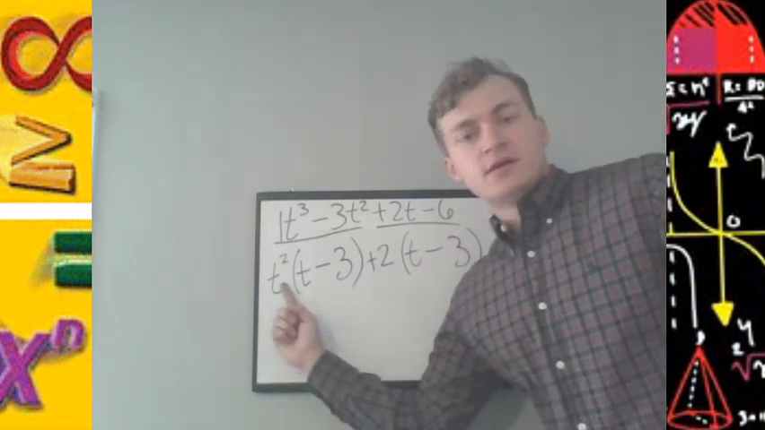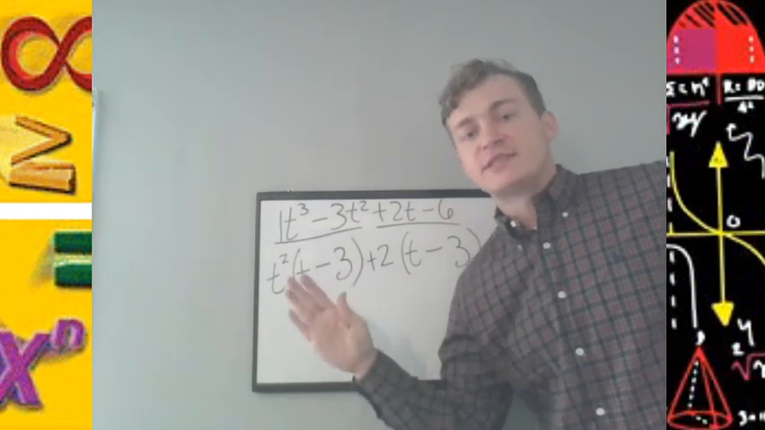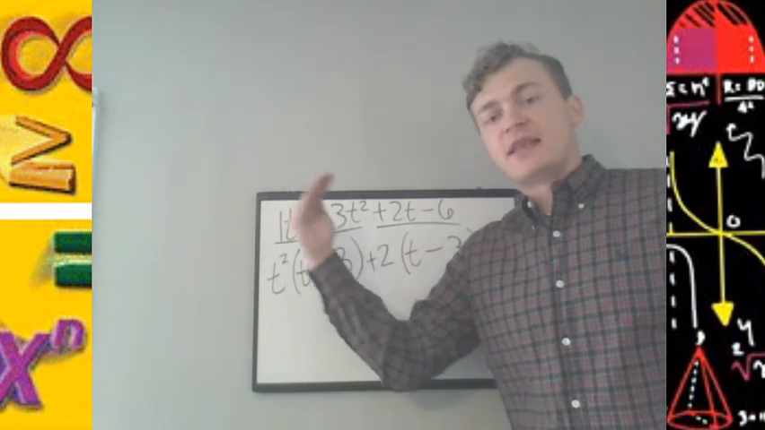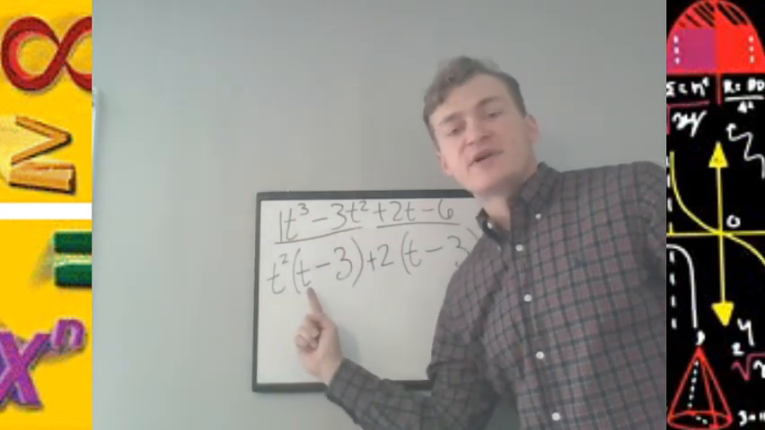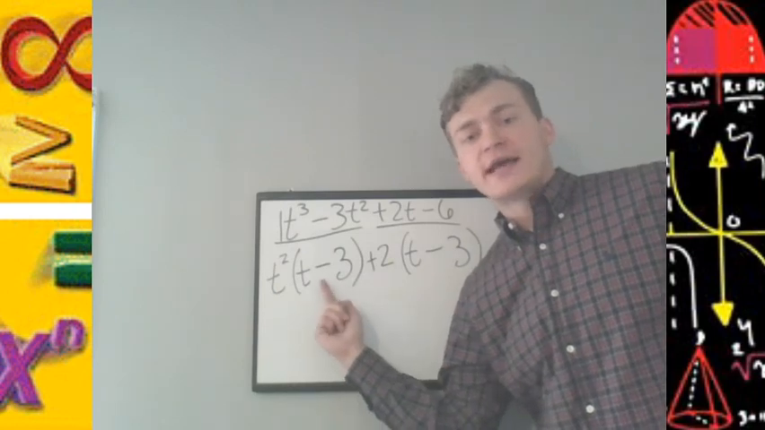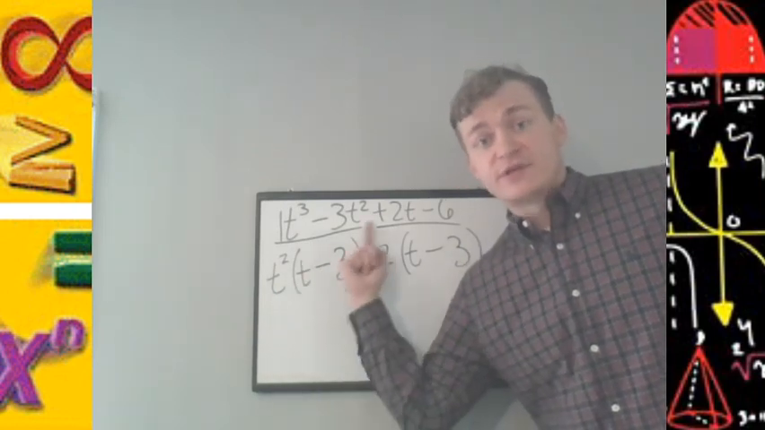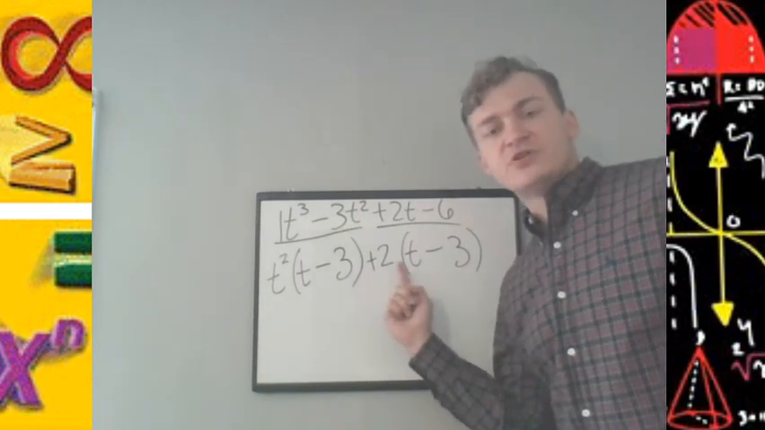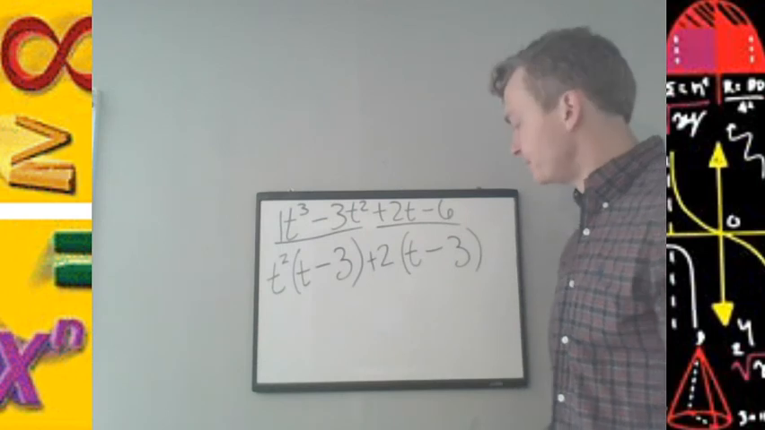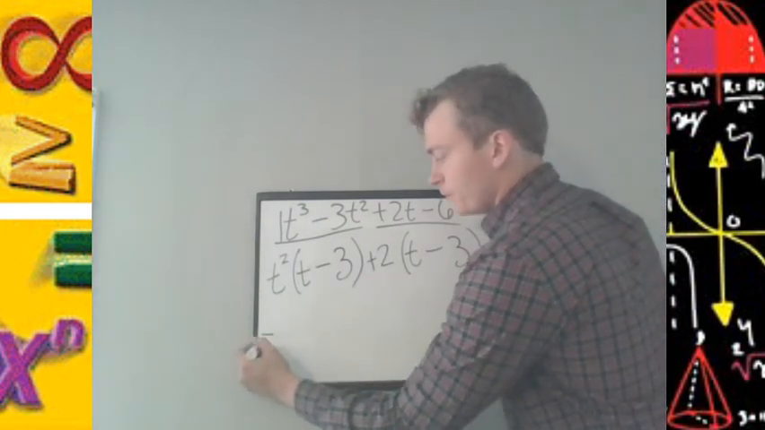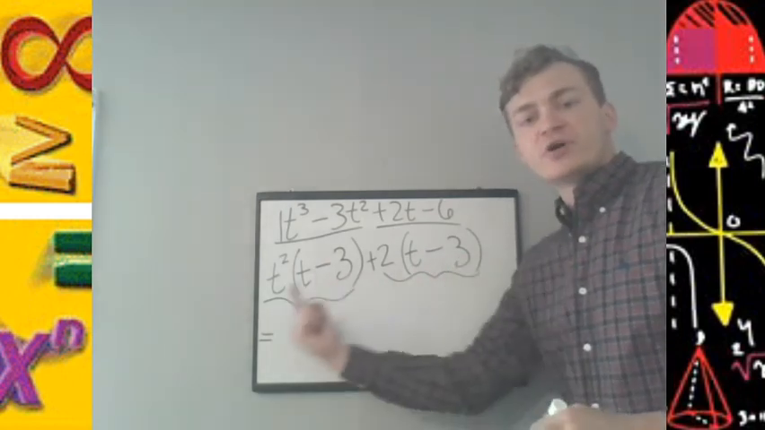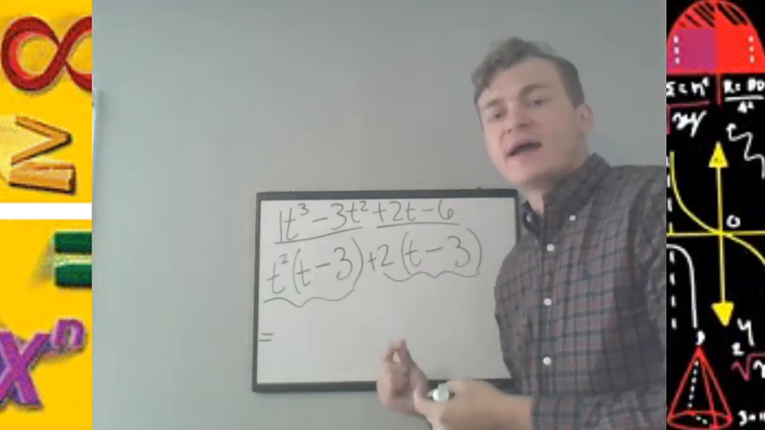And so as we see, if we needed to check ourselves as we go along, what's nice about this is that as you move from step to step, check your work to see that it lines up with what you previously had. t squared times t is t cubed. t squared times negative 3, or negative 3 times t squared is negative 3t squared. A positive 2 times t is 2t. Positive 2 times negative 3 is negative 6. For our two terms here, there is a common binomial factor of t minus 3.